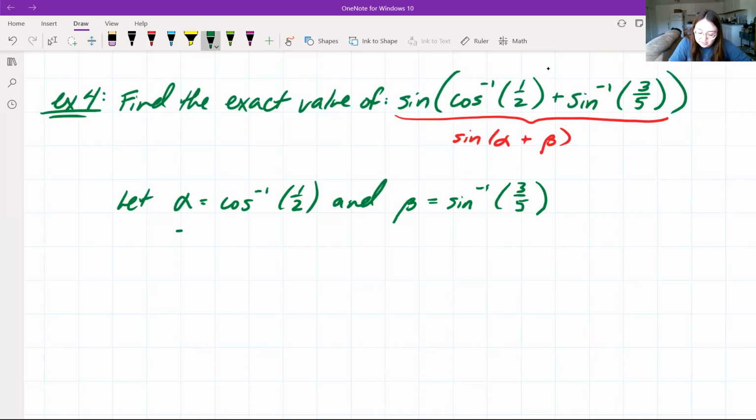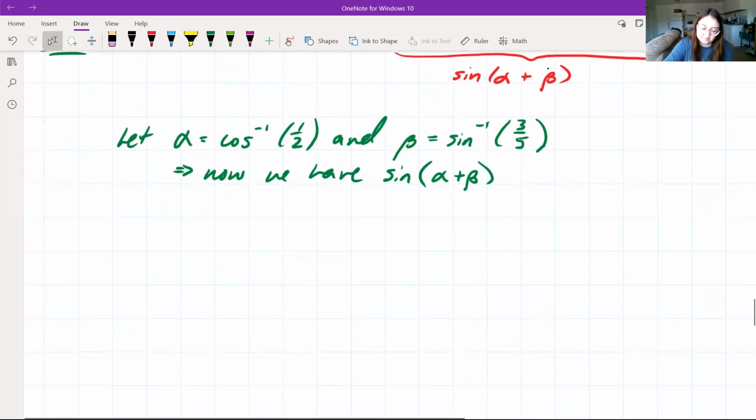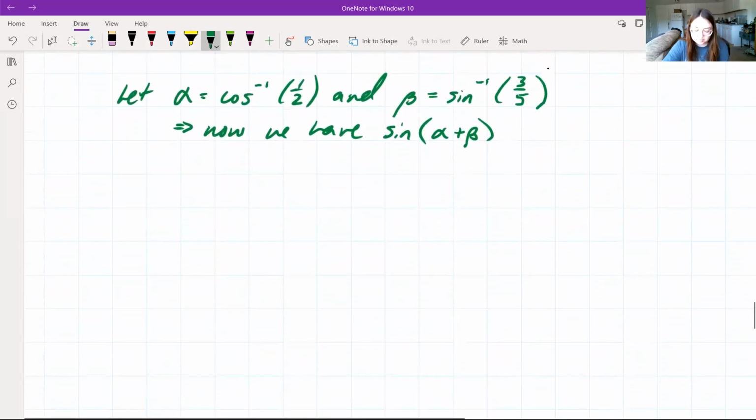This is now going to give us sine of alpha plus beta. So now we have the sine of alpha plus beta, but we want to actually find what our alpha and beta are going to be. So we have to solve for alpha and beta. So moving forward here, we want to start with cosine inverse of 1/2.